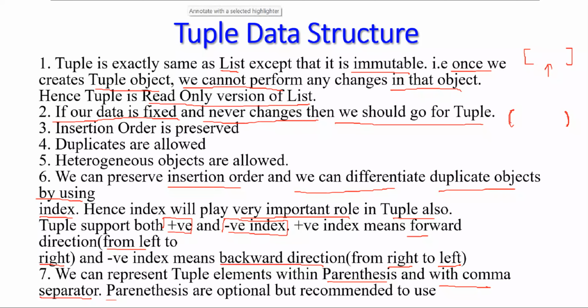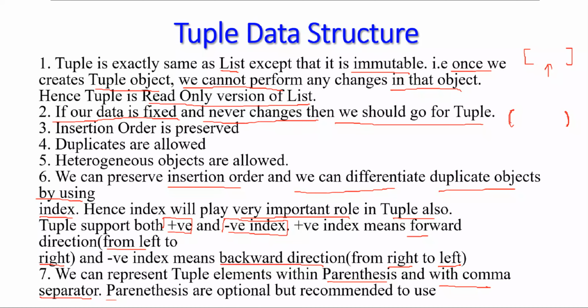So what is a tuple? A tuple is a data structure in Python, similar to a list, but the major difference between a tuple and a list is that a tuple is immutable. That means once you have created the objects in the tuple, you cannot change them. Tuple preserves the insertion order. Tuple allows duplicate elements. Tuple allows heterogeneous objects. You can access the elements in the tuple by using positive indexing and negative indexing, but you cannot change the objects in the tuple once it is created.